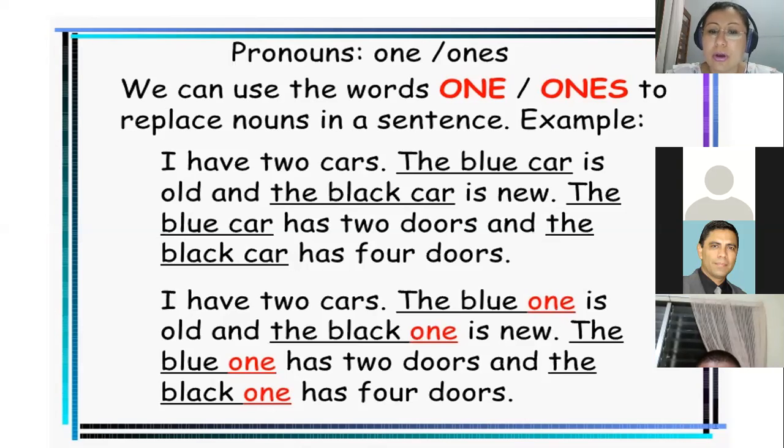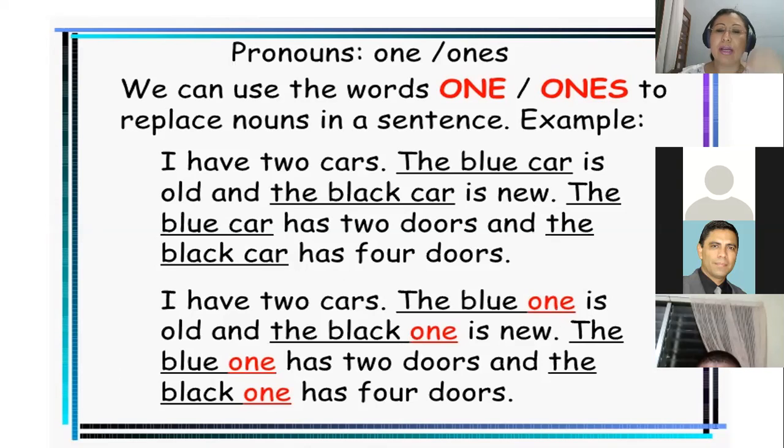So you continue talking about the cars, right? But you establish the word cars only once. The blue one has two doors and the black one has four doors, okay? So if you see, you repeat the word one, but you don't repeat again the word cars. So the word one in this case is replacing the word car.